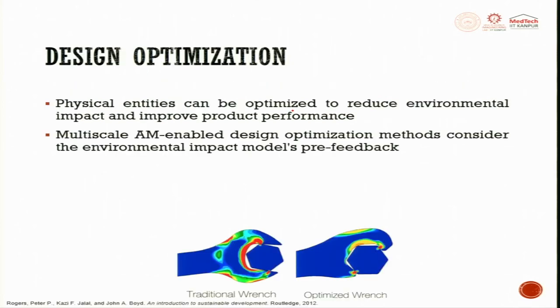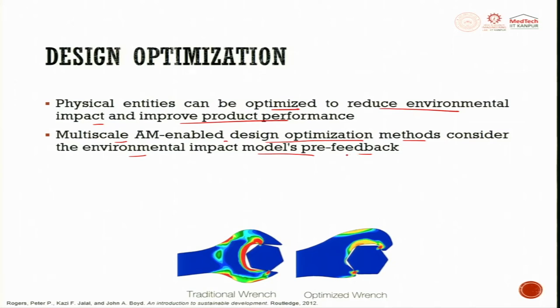Next is design optimization for sustainability. Though we have discussed and studied design optimization at length in the previous lecture, still I would like to mention here that physical entities can be optimized to reduce environmental impact and improve product performance. Multi-scale additive manufacturing enabled design optimization methods consider the environmental impact models as pre-feedback. So functional needs and manufacturing restrictions become design parameter constraints here.